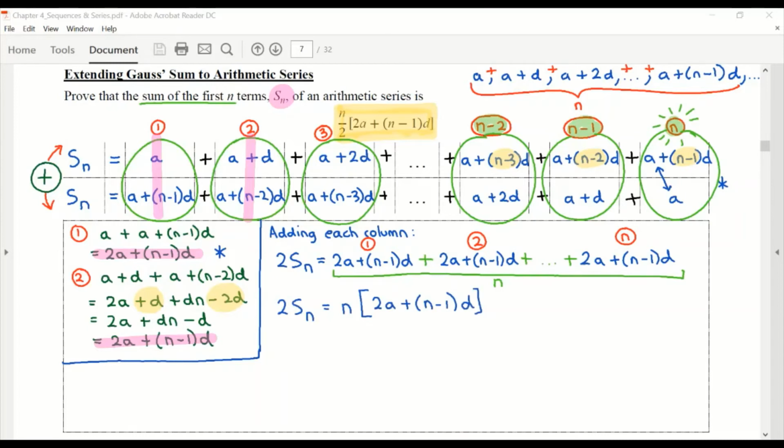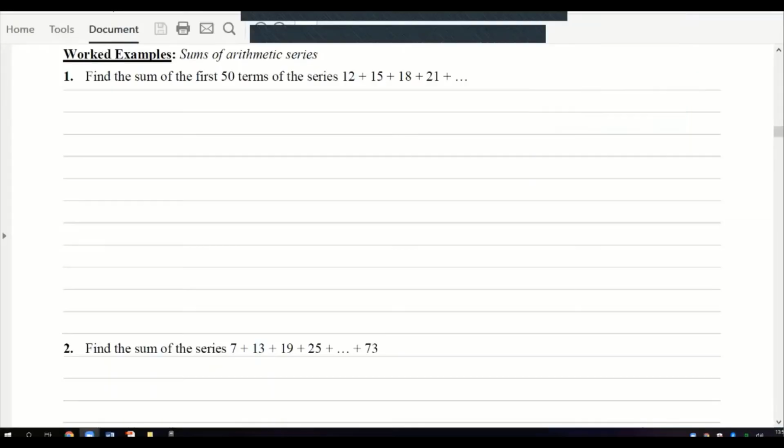And you can see the formula is going to pop out now. So all we have to do, there's the formula that we have to prove, divide both sides by 2, and we've got our result. So therefore, the sum of n terms is going to be n over 2 multiplied by 2a added to n subtract 1 multiplied by d. And that concludes the proof. So now we've established the result. Let's have a look at some worked examples.